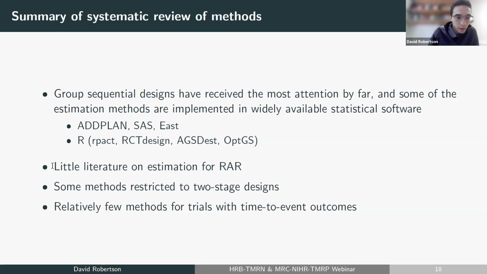In our review, we identified a gap in the literature on estimation for response adaptive randomization. And some of these methods are restricted to two-stage designs, and there are relatively few methods for trials with time-to-event outcomes compared to normal and binary. So we identified a few gaps in the literature, but as I said, there's growing literature in the area and people actively working on these areas.